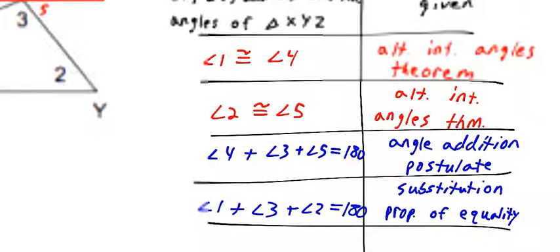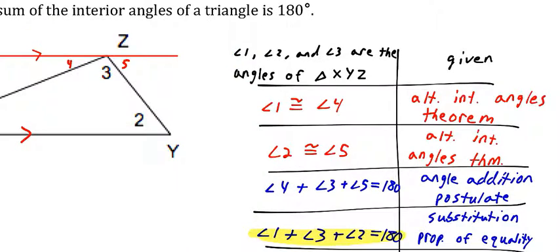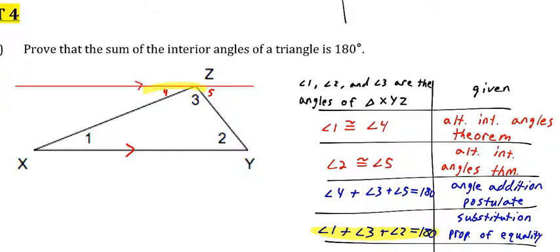Alright, and there's your proof. Look, bottom line, angles 1, 2, and 3, 1, 3, and 2, whatever order, the angles of our triangle over here all add up to 180. Boom.